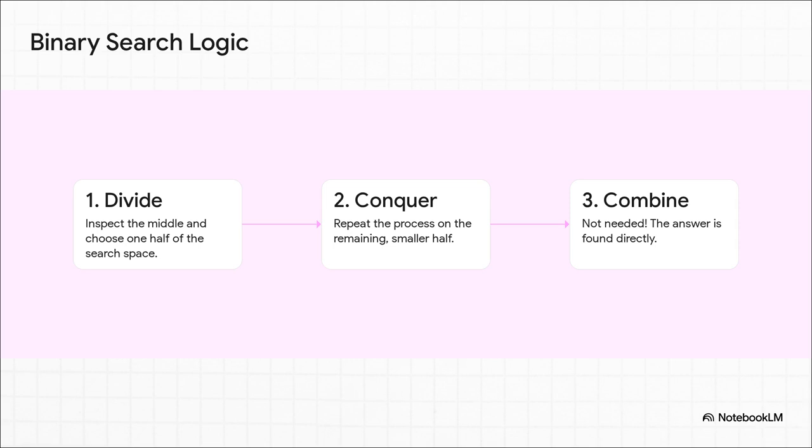But notice what's missing. There is no combine step. You don't need it. The answer is just found directly. This is a great example that shows that while the 3 steps are the classic formula, some really powerful algorithms can get the job done with just the first 2.